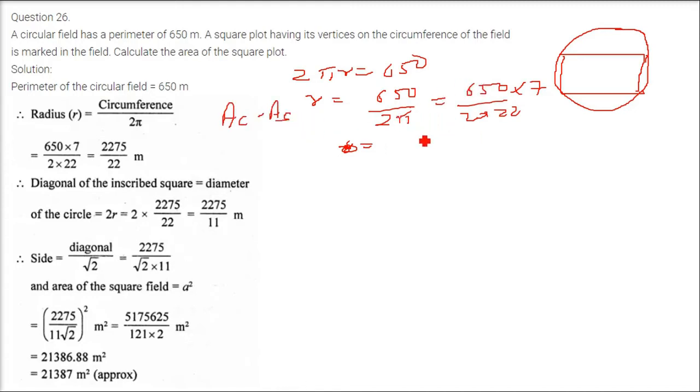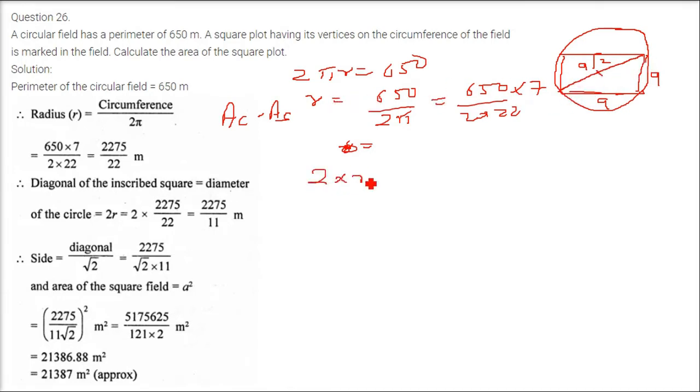Area of the circle we can easily find out, right? But in this case, we have to find out the area of this square, because r is already known to us. First, this is the diagonal. If the side of a square is A, the diagonal is A root 2. The radius we already know, so this is the diagonal and this is also the diameter.